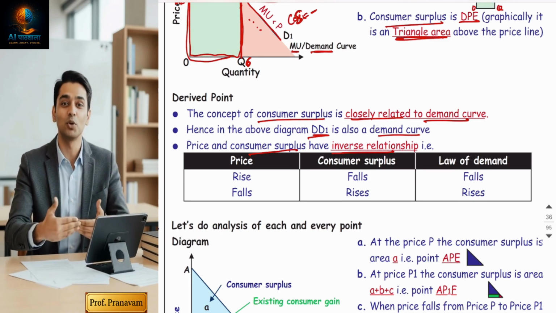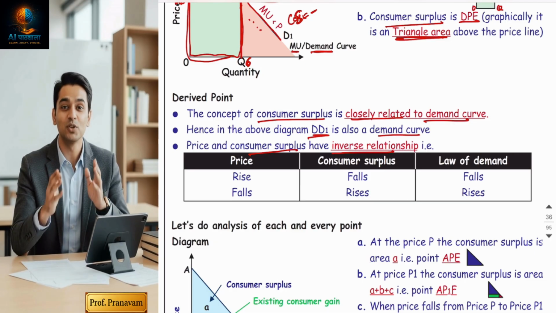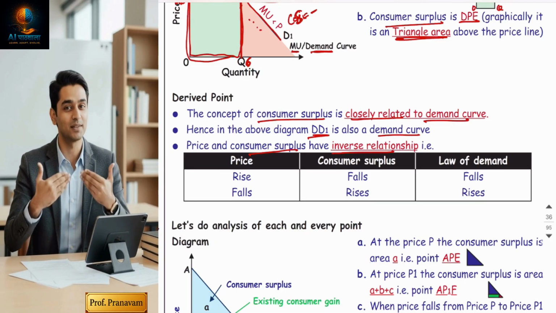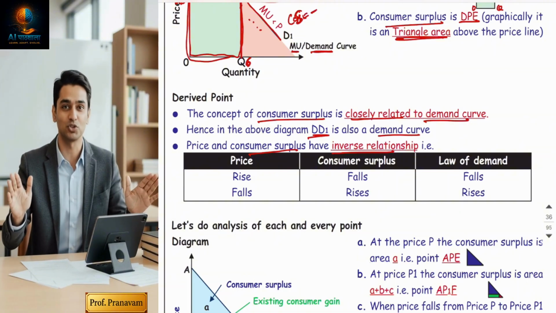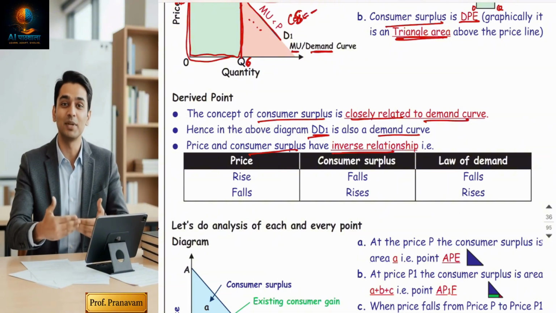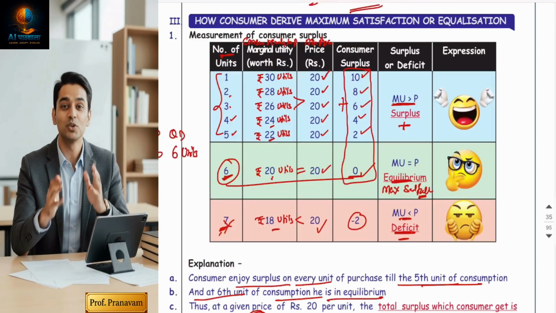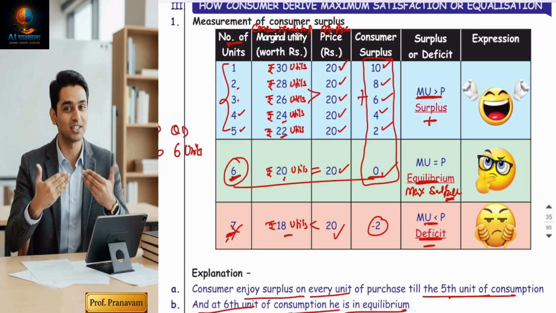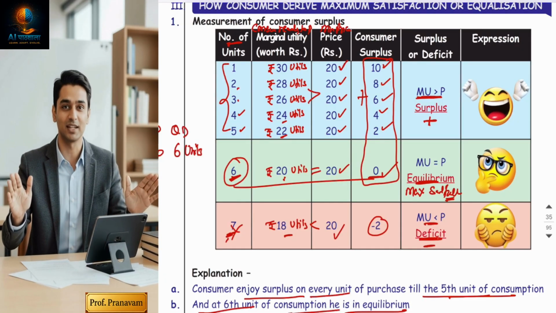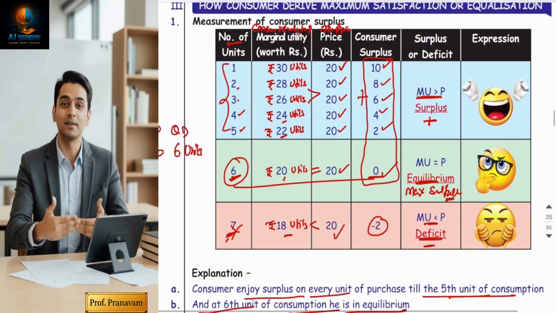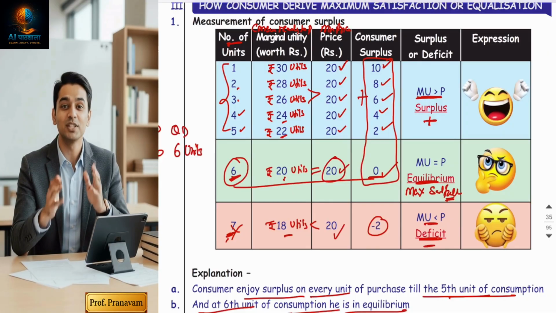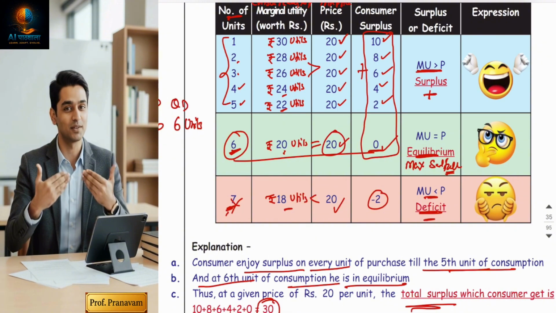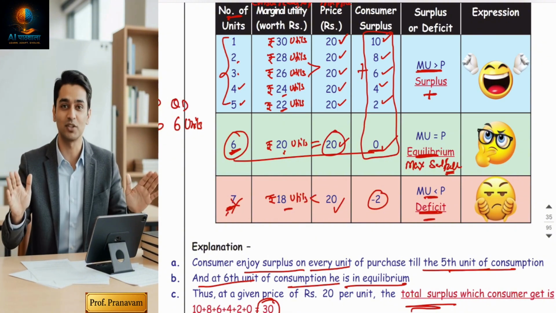Sir, how come? See, come to the table over here. Now see. In my current example, when the price is 20 rupees in the market, I'm ready to purchase 6 slices of pizza. Why am I not buying the seventh one? Because my consumer surplus is negative. It's not worth buying it.